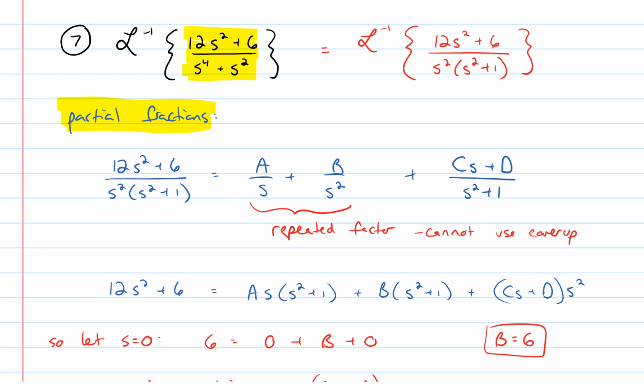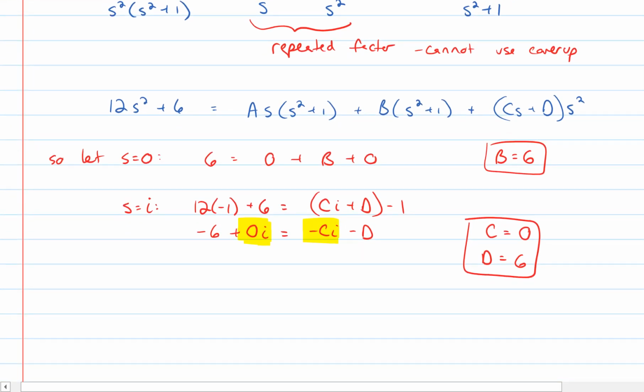I'm going to scroll down here to where we ended up. We had multiplied by the common denominator and then started to put in various values for s in order to find the constants A, B, C, and D. By letting s equal 0, we found that our constant B was 6. And then by putting s equal to i, we found that C was 0 and D is 6.